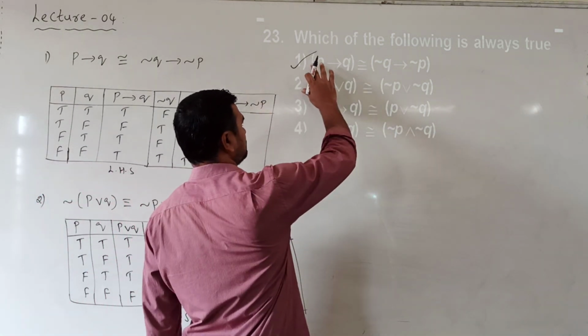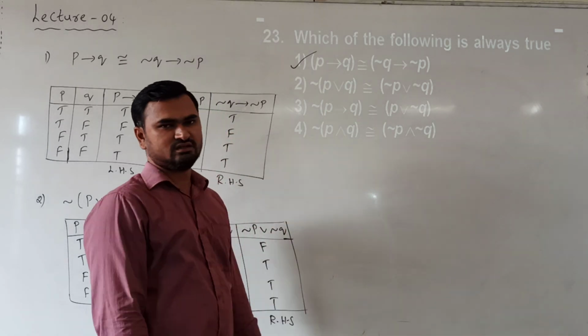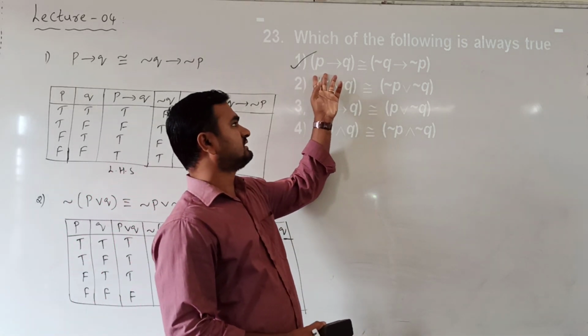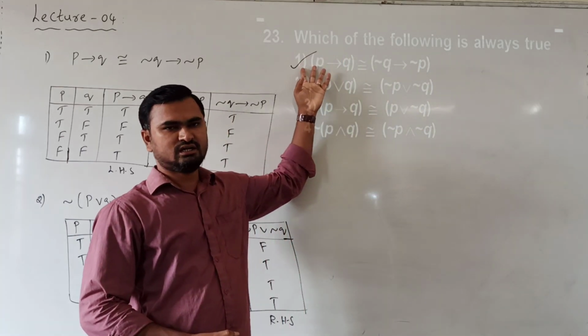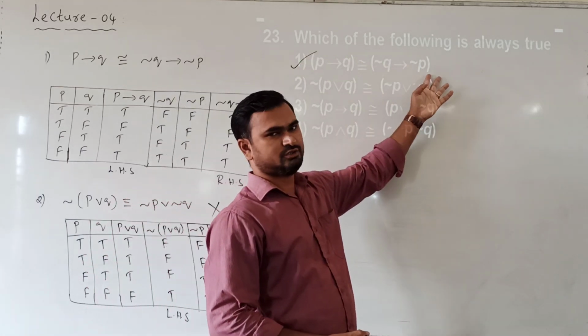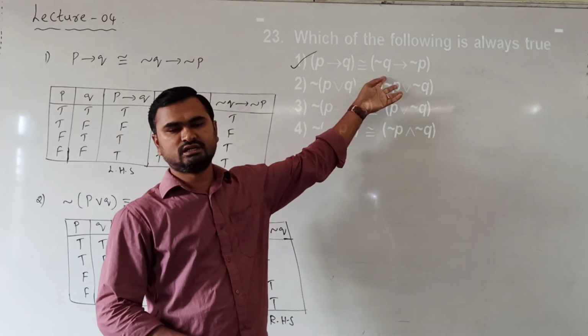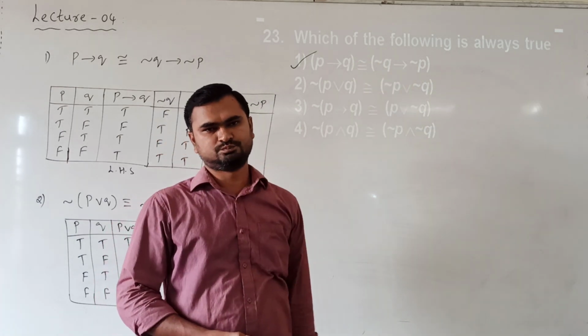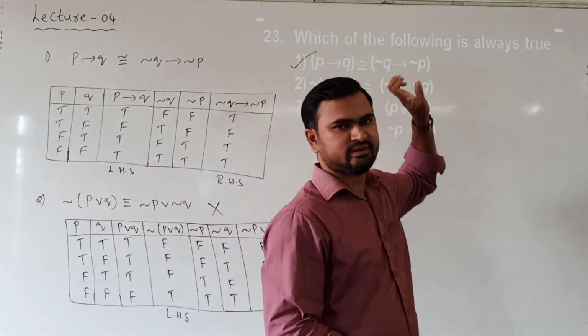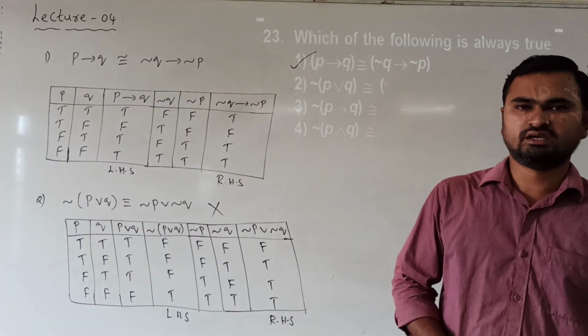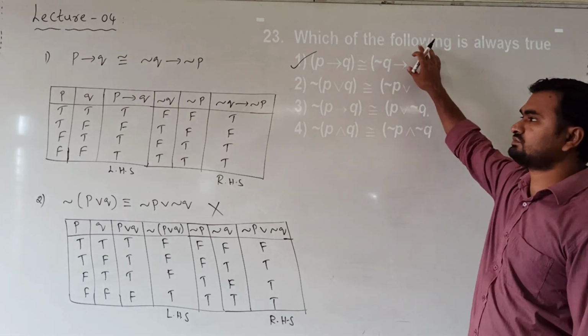P implies Q. Now already in the synopsis we have seen P implies Q is logically equivalent to negation Q implies negation P. Conditional and its contrapositive, both are logically equivalent. Okay? A conditional statement and its contrapositive statement are always logically equivalent. So this is always true.